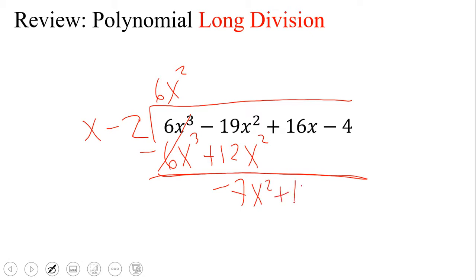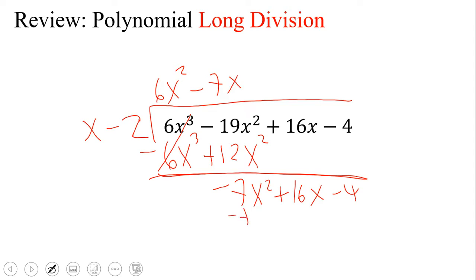And then I like to bring down my remaining terms. Some people just like to bring down the x term. I like to bring down everybody. Now you're going to go again, and again, it's first into first. So x goes into negative 7x squared how many times? Again, a better question would be x times what is negative 7x squared? And that would be negative 7x.